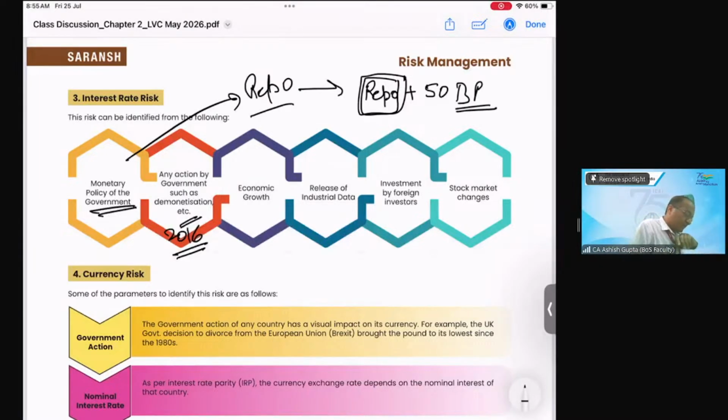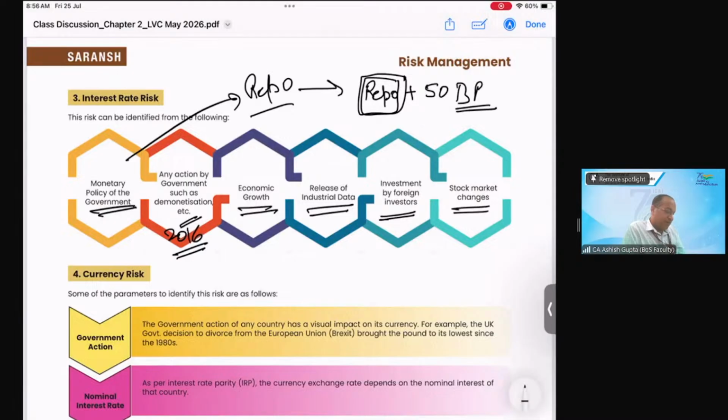Economic growth also matters, because with economic growth, interest rates are likely to rise. More and more businesses need money, which ultimately leads to higher interest rates. Release of good industrial data is where the interest rate goes up. It may indicate a positive sign because new investors start entering the market, even from foreign countries, investing money in India. So the demand for Indian money becomes higher, and with it the interest rate, driven by foreign investors, as I told you.